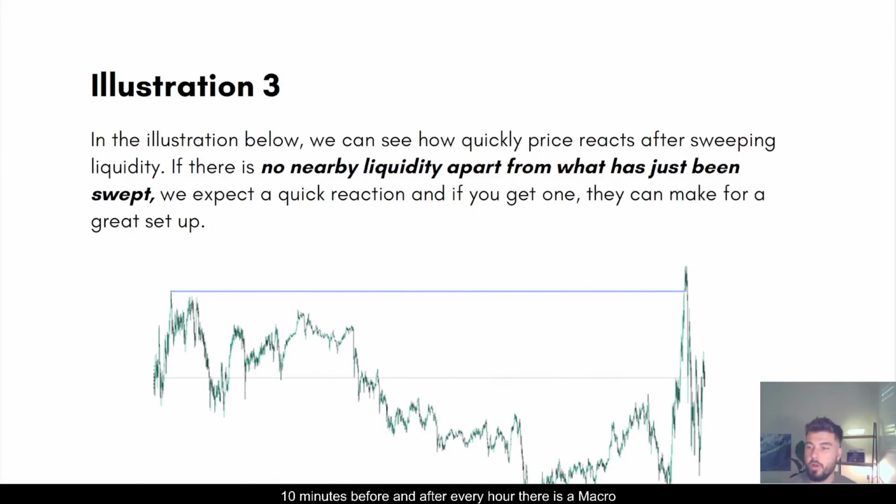Number one, it's going to react. Number two, it's not. Number one, you're then waiting for further signatures. Number two, if it doesn't react, there's no trade. Alrighty, so illustration number 3, let's get straight into it.